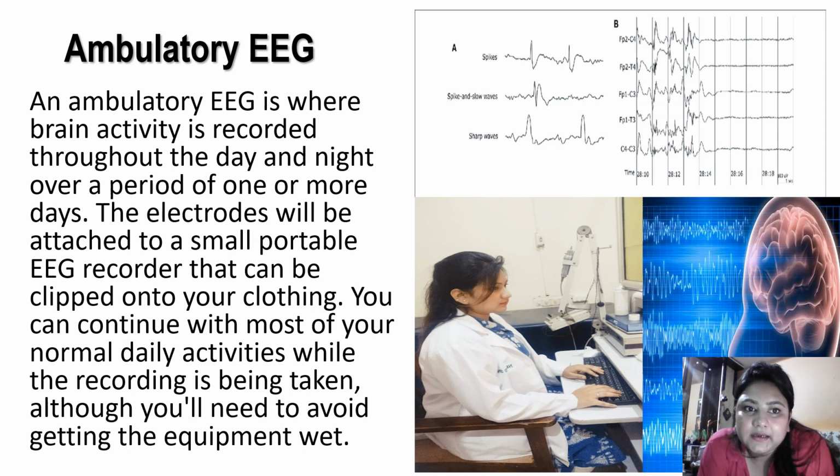Ambulatory EEG. An ambulatory EEG is where brain activity is recorded throughout the day and night over a period of 1 or more days. The electrodes will be attached to a small portable EEG recorder that can be clipped onto your clothing. You can continue with most of your normal daily activities while the recording is being taken, although you will need to avoid getting the equipment wet.